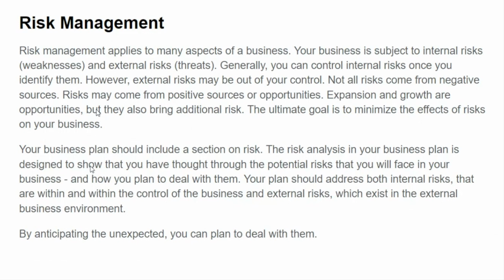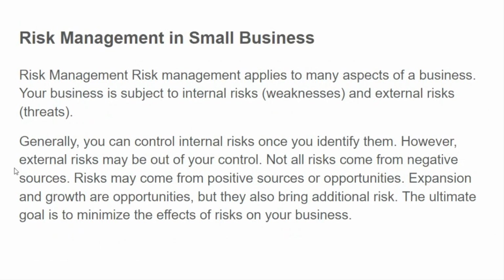So your business plan really should contain some sort of a section on risk. It shows that you've thought about what the potential risks are and what you're going to do for them. It's basically anticipating the unexpected. Okay? So risk management is really what we're into. Generally, you can control internal risks once you identify them. So you need to identify them, then you need to say, okay, here's what I do in order to manage that risk.